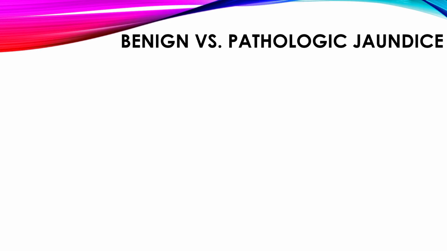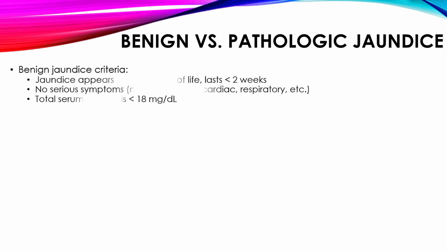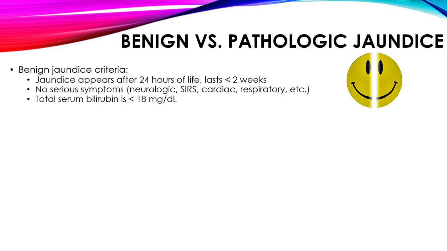Now we'll talk about benign versus pathologic jaundice. So for now, in this presentation, we're going to talk about happy jaundice, good jaundice, okay? So benign jaundice criteria. The jaundice appears after 24 hours of life and lasts less than 2 weeks. So remember, we talked about sepsis presenting within the first 24 hours. A pretty good indicator of benign jaundice is if it shows up after 24 hours of life. Think of that smiley face. He's good for 1 day. And it lasts less than 2 weeks.